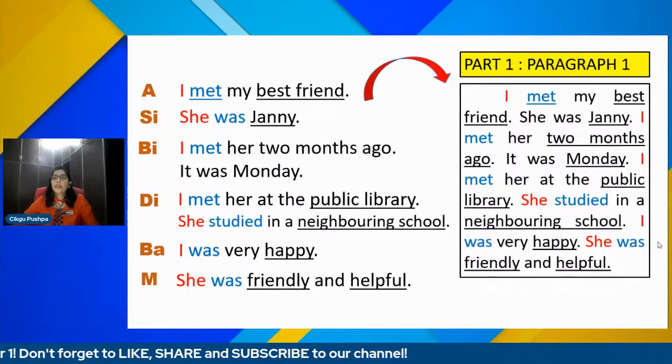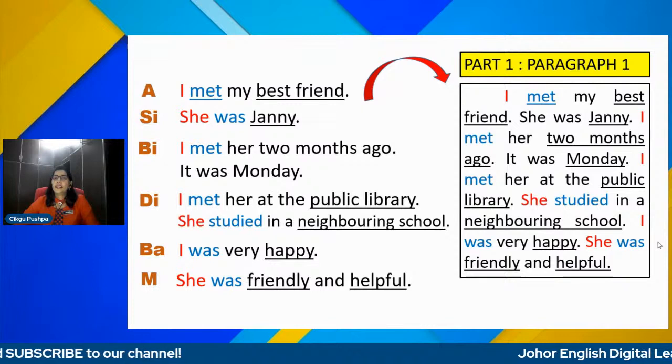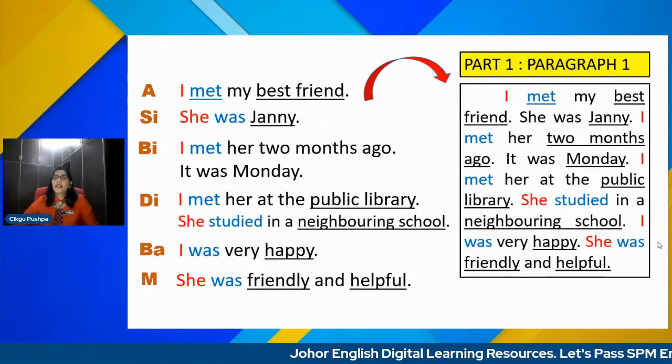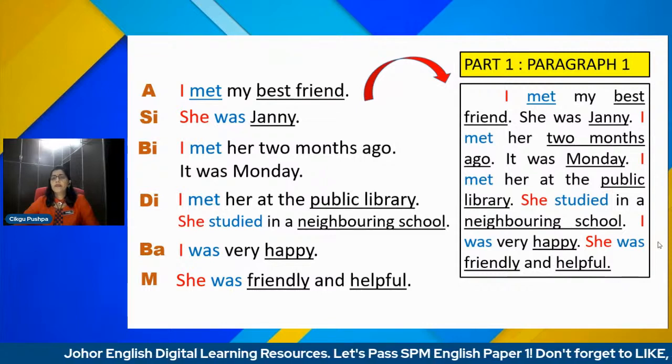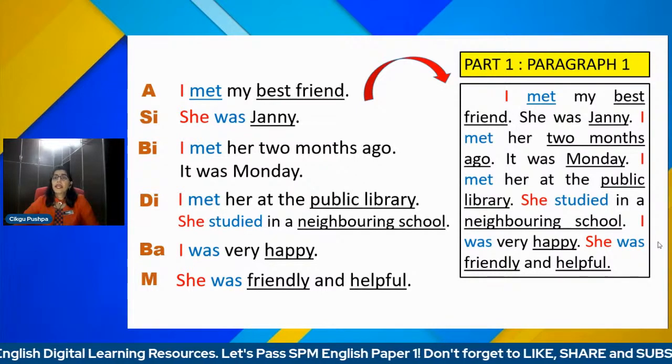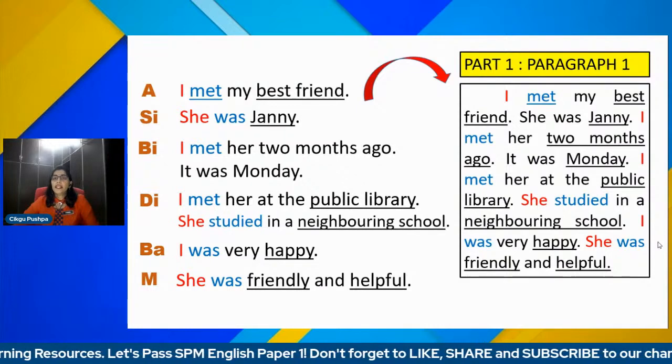Here you go. I met my best friend. She was Jenny. I met her 2 months ago. It was Monday. I met her at the public library. She studied in a neighboring school. I was very happy. She was friendly and helpful.